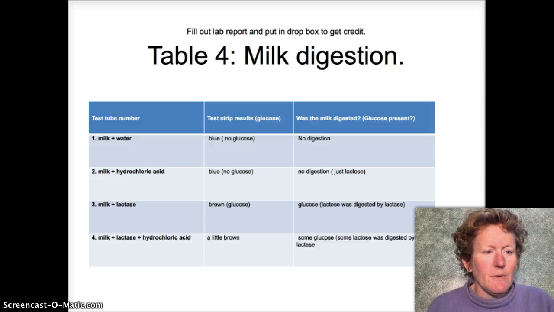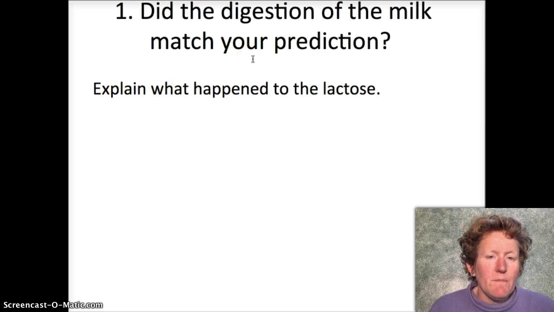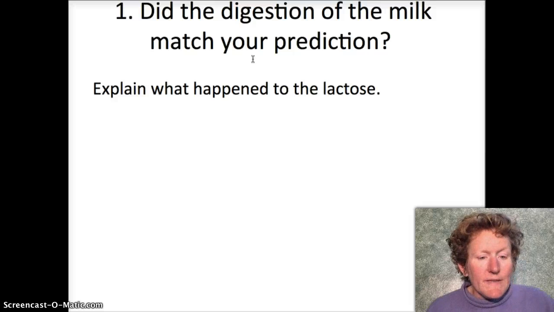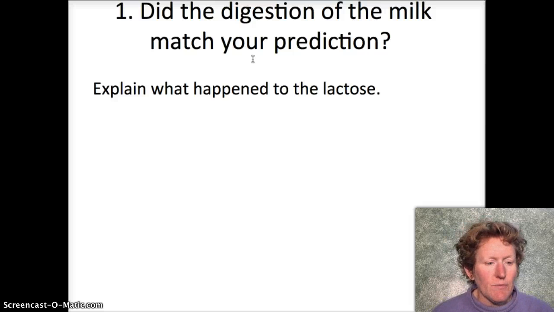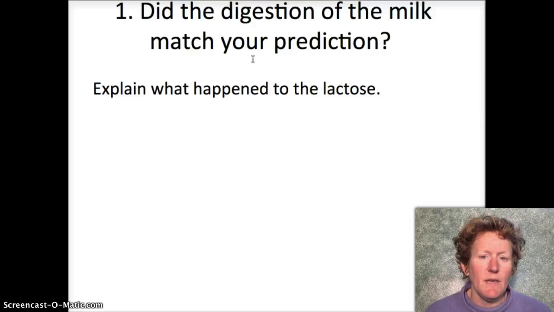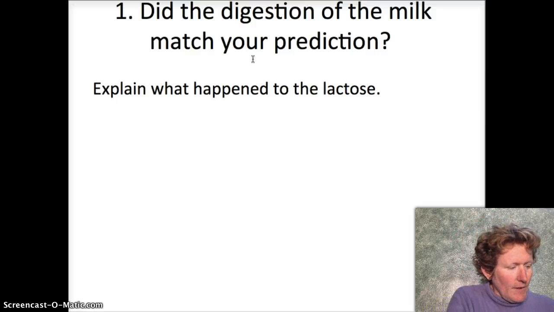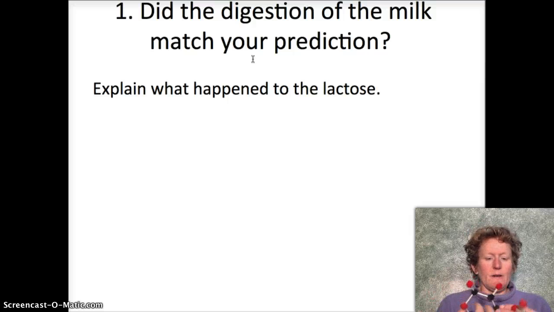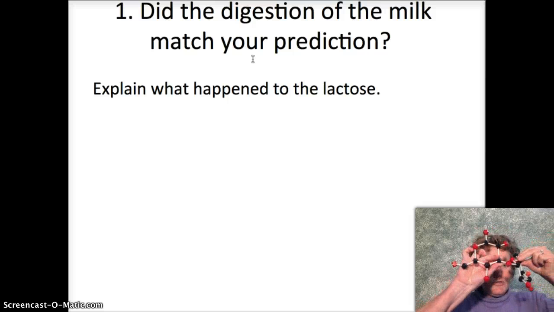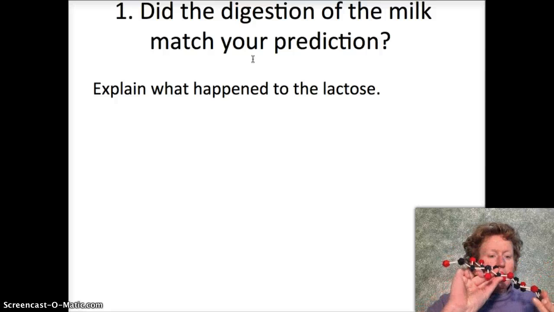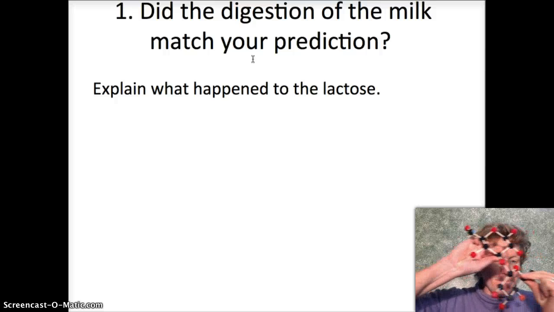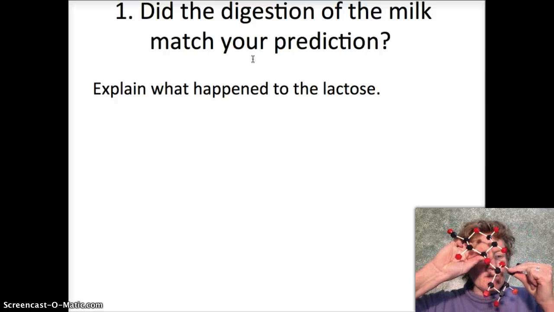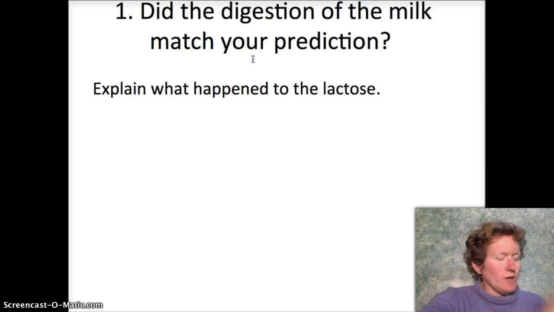So let's talk about some of the lab questions here. Did the digestion of the milk match your prediction? Well, go back to the table we filled out in the very beginning where you predicted what was going to happen and see if the results support your hypothesis. What happened to the lactose here? What happened to the big disaccharide? The two sugar, di means the same thing as bi, and you know you ride a bicycle with two wheels. So what happens to this big sugar here? What does the lactase do to the lactose? This is lactose, the big sugar here.